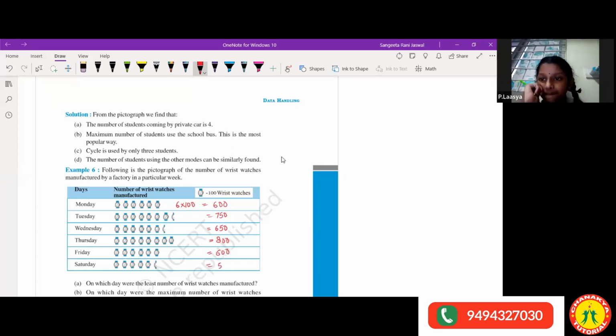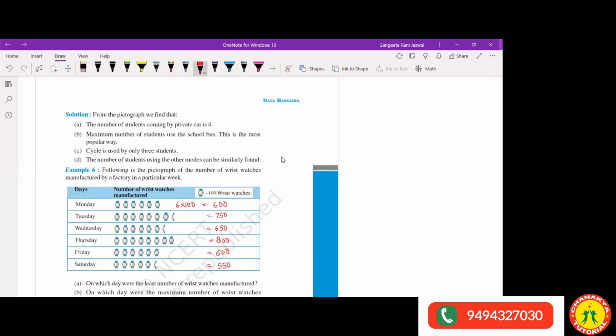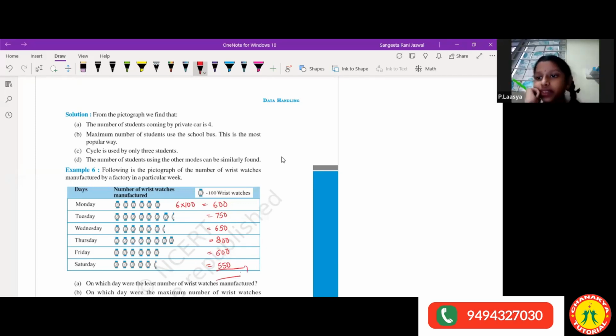So this is 550. And suppose if you are asked to find the total number of watches manufactured in the whole week, you will add them up.